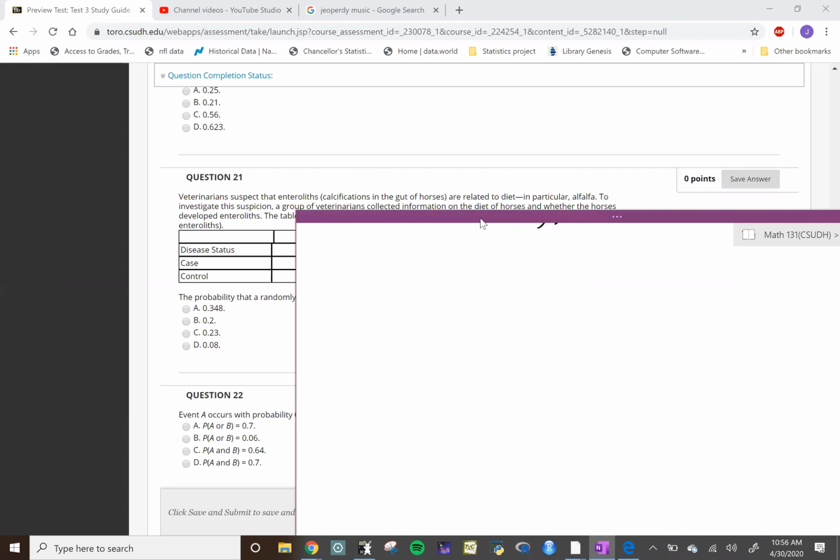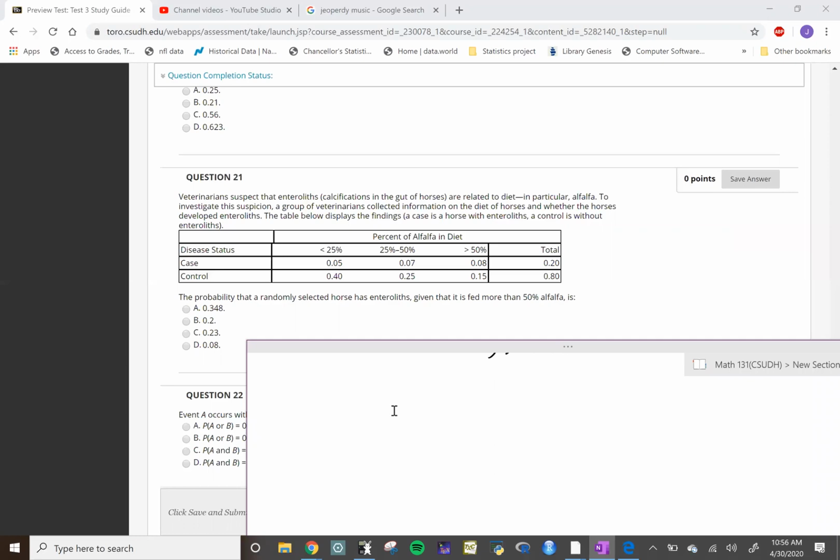So to figure out the total, you're going to say 0.08 added to 0.15. So the total is 0.23. If you look at the problem, it says if they're in the case, that means they have the disease. If they're in the control, that means they don't have the disease.